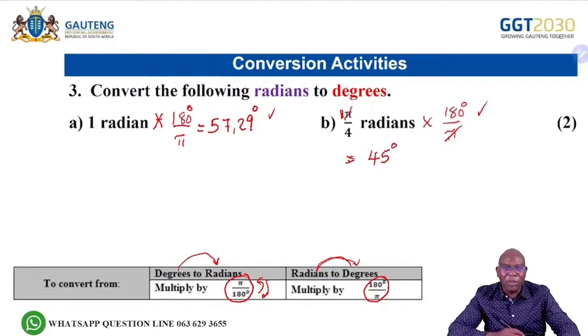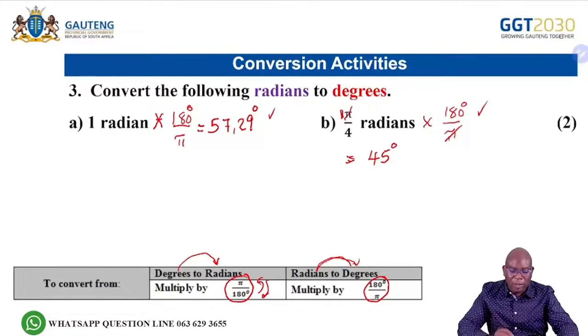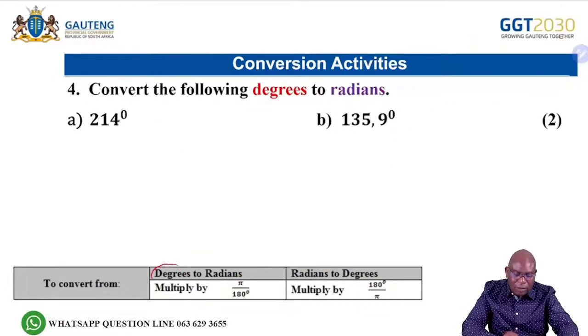You'll see when we use the formula that the degrees will be given, then from the degrees we change that to radians, because all the answers should be in radians in the activities that we're going to be doing later on. Now 214 degrees, we need to change that to radians. Remember, these are degrees now, it's given. We're changing that to radians.